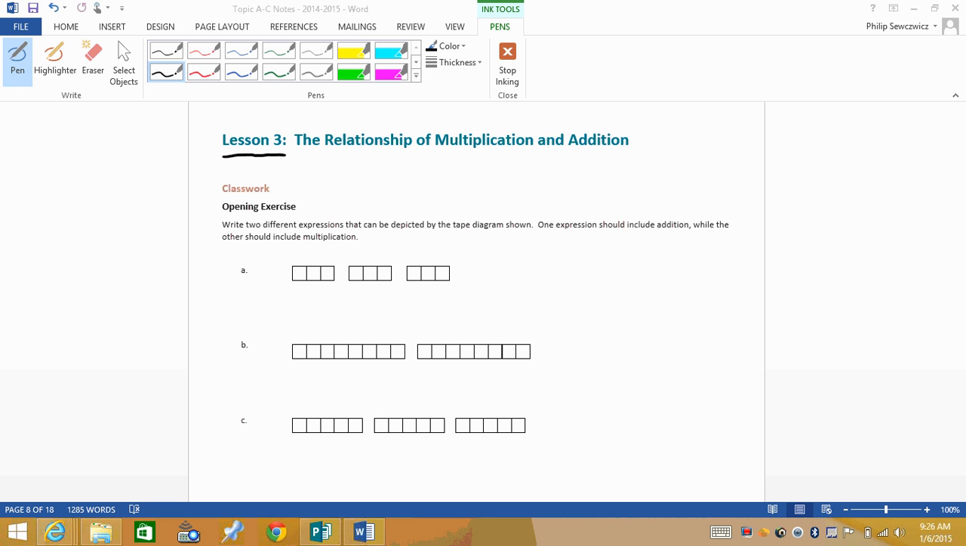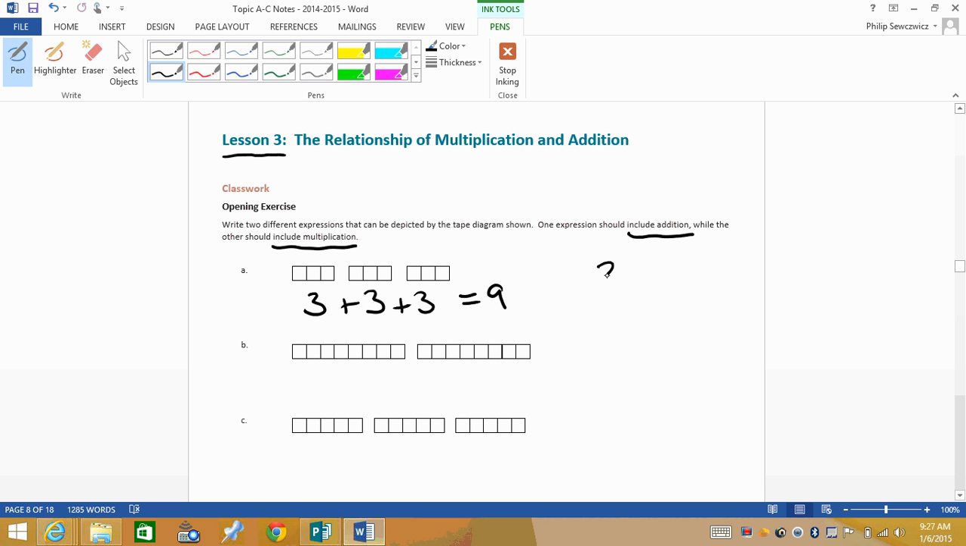So the whole idea here is we want to write two different expressions, which means two different ways that we can show it. One, we want to include addition, and the other one, we want to include multiplication. So I've got 3. I'm going to add 3 more on, and oh, look, I'm even going to add 3 more on. So the 3 plus the 3 plus the 3 is an expression. Now we don't need to solve it, but just to show the point, it is 9.